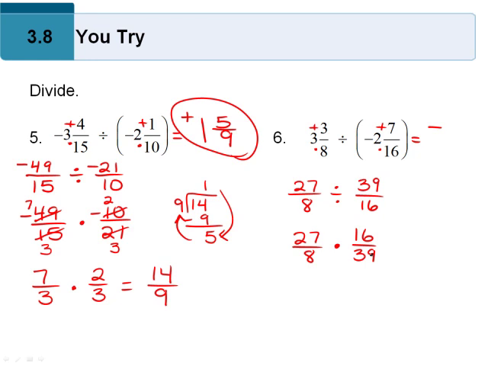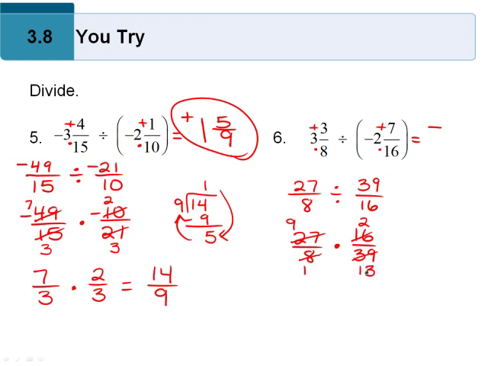All right, so let's see. Well, 8 and 16 can be canceled by 8. They have a common factor of 8. So 8 divided by 8 is 1. 16 divided by 8 is 2. And then 27 and 39. I know 3 will go into both those. 3 goes into 27 9 times, and 3 will go into 39 13 times.